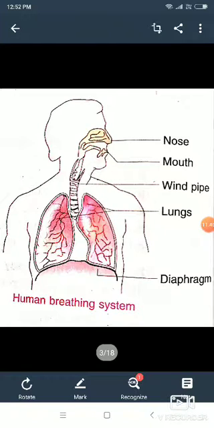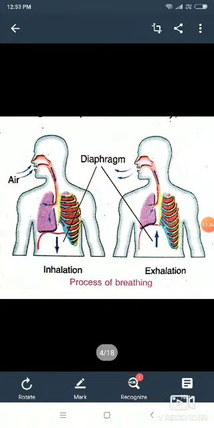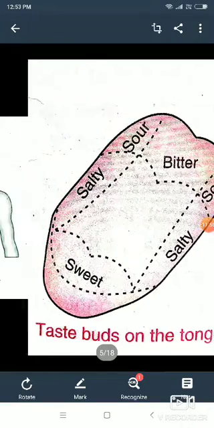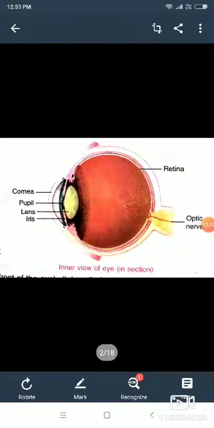Keep in mind, when the question will come, draw a well labelled diagram of human breathing system, then you will draw this. And when the question will come, draw a well labelled diagram of process of breathing, then you will draw this. And when the question is draw a well labelled diagram of tongue showing different types of taste, okay, then you will draw this. Okay, and this is the inner view. That means when the question will be draw inner view of the eye, then you will draw this.